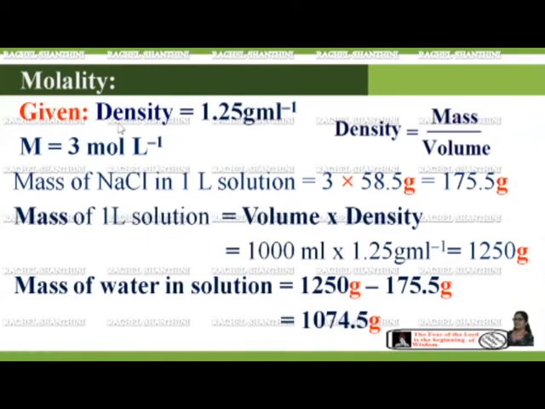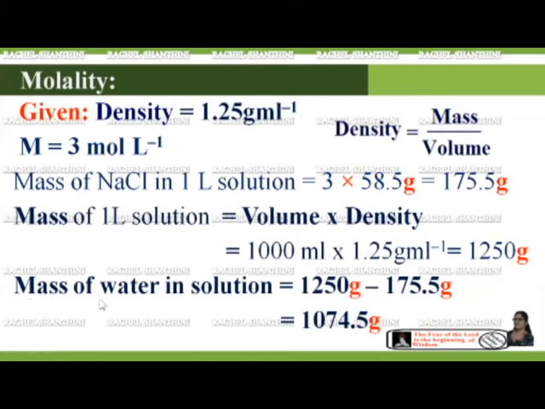Next, we need to find the mass of 1 liter solution. But in the problem, they have given the density of the solution. So we know the expression which relates density and mass. Density is equal to mass per volume. Using this expression, we can find out the mass of 1 liter solution, that is equal to volume into density. Volume 1 liter means 1000 ml, into density 1.25 grams per milliliter, which gives 1250 grams. So in our case, the mass of 1 liter solution is 1250 grams.